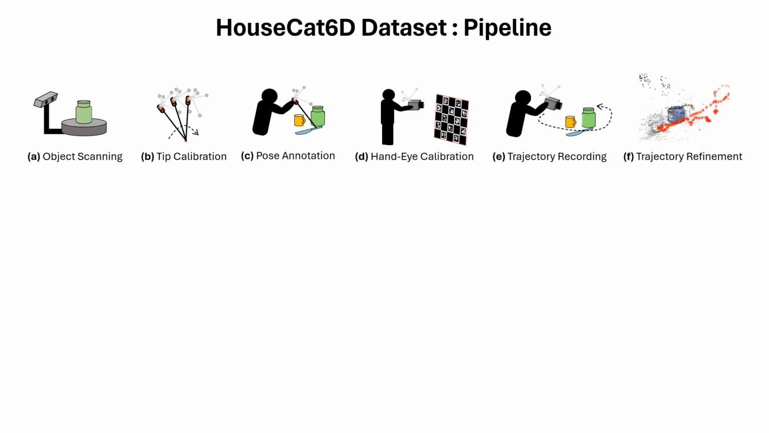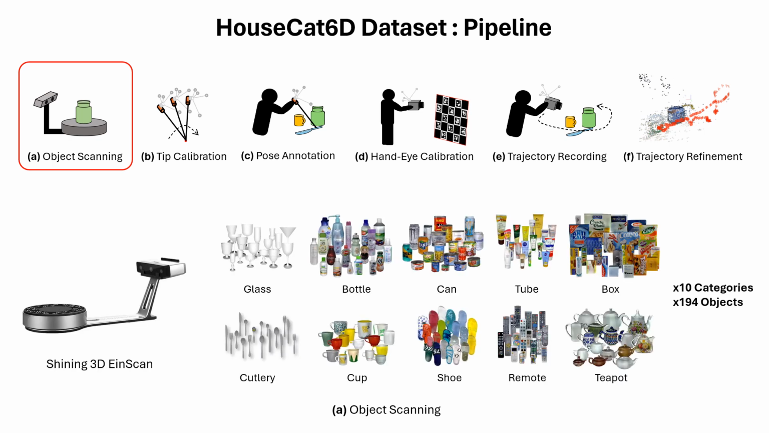We designed a specialized pipeline that goes through object scanning, tip calibration, pose estimation, trajectory recording, and refinement. For scanning, we use a turntable 3D scanner to scan household objects in good quality. As mentioned, we obtained 194 high-quality meshes from 10 household categories.